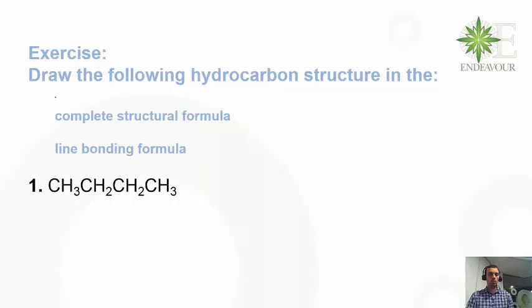So for number 1 here, we've got a representation in the condensed structural formula. The question asks us to draw the structure as a complete structural formula, so that's all the covalent bonds being shown, and also in the line bonding formula. I'll give you a little bit of time to have a go at that now. Alright, so let's draw the complete structural formula first.